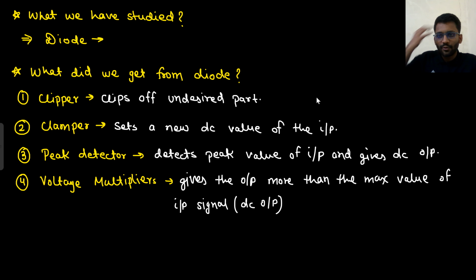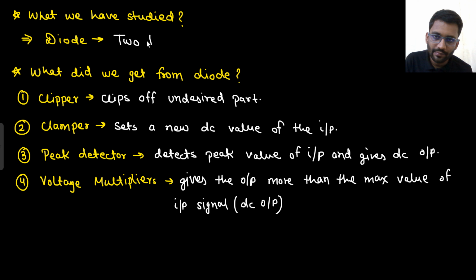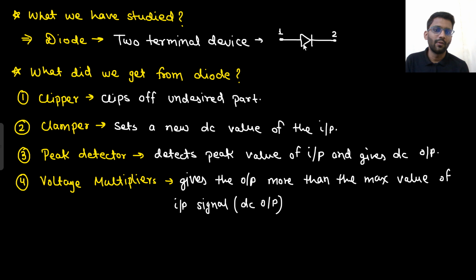Hi everyone, so let's see what we are going to study in this lecture. What we have already studied till now is the diode. What was a diode? Diode was a two-terminal device. Why two-terminal? Because this was the structure of the diode: this is the first terminal, this is the second one.